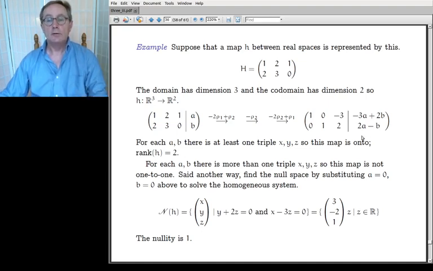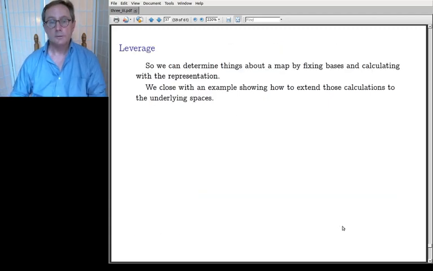For each A and B, there's more than one triple x, y, z. So the map is not 1-to-1. If you said it another way, if you take A and B to be 0, you're solving the homogeneous system, then you get 1, 0, minus 3, 0; 0, 1, 2, 0. X and Y are leading, but Z is free. So the null space has one free variable, so the nullity is 1. The basis for the null space is the sequence consisting of a single vector, 3, minus 2, 1. So the nullity is 1.